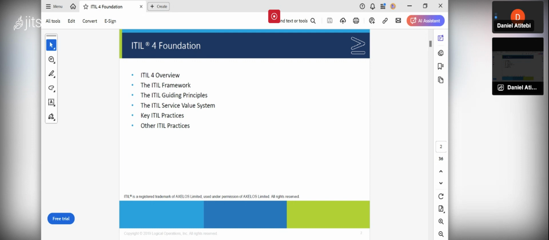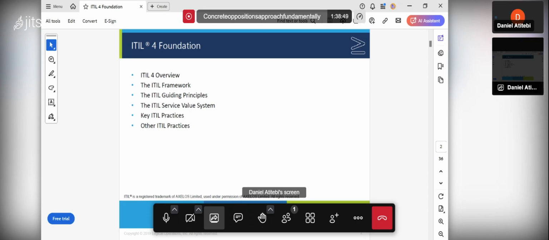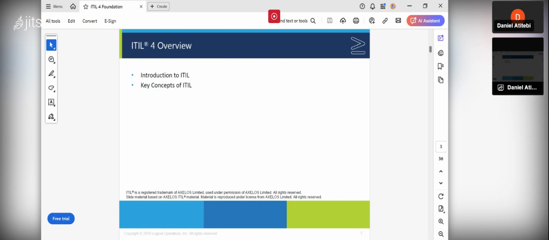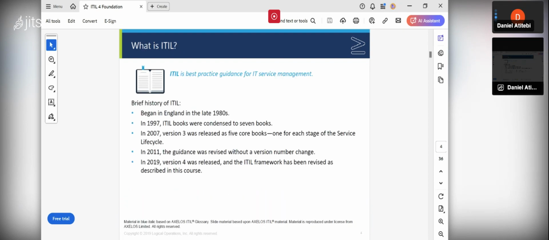In this series of this training of ITIL, we are going to look at the following topics. We look at the ITIL 4 overview, the ITIL frameworks, the ITIL guiding principles, the ITIL service value system, key ITIL practices, and other ITIL practices. Now, what is ITIL? ITIL is best practice guidance for IT service management.